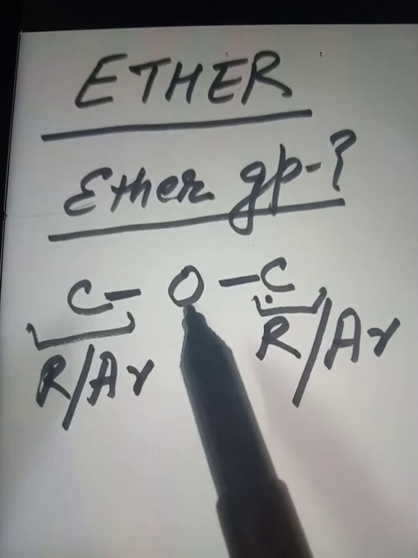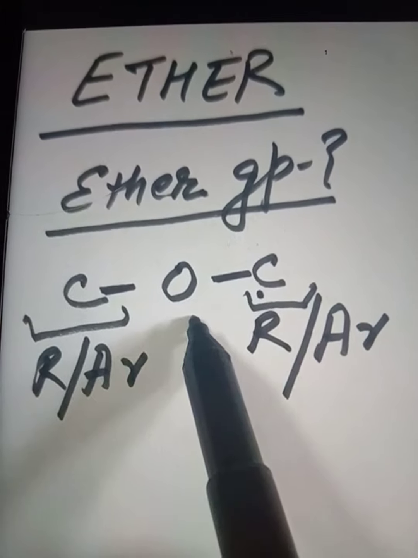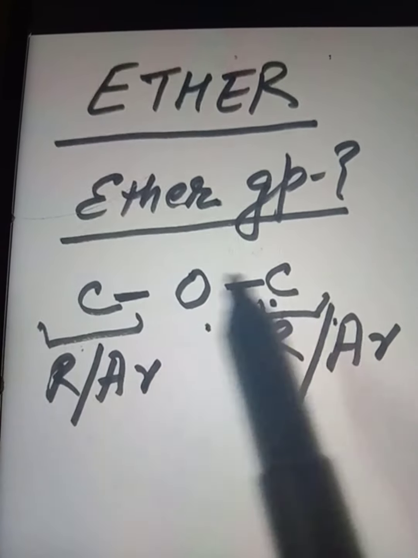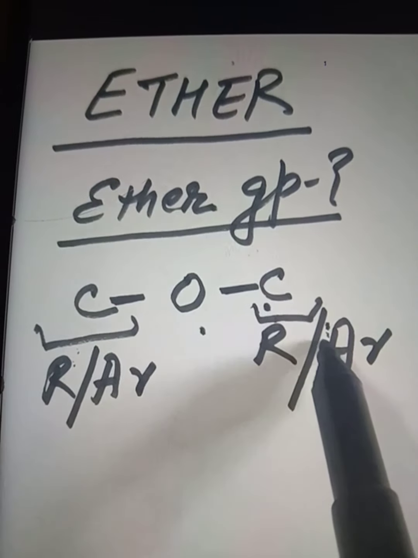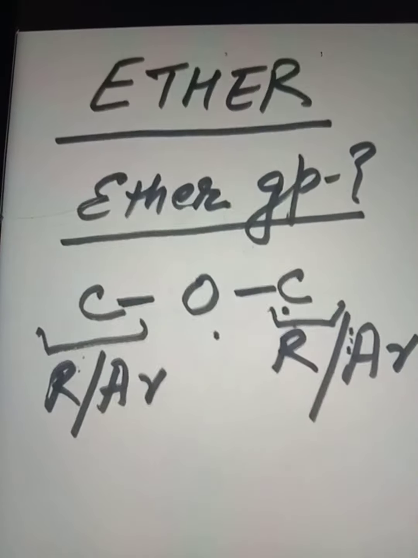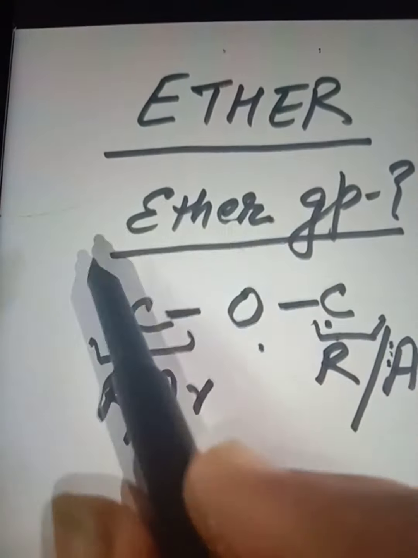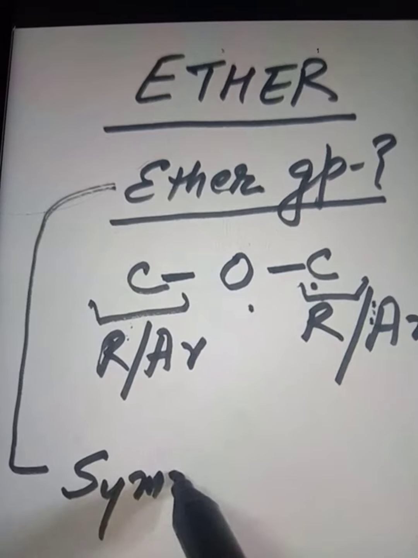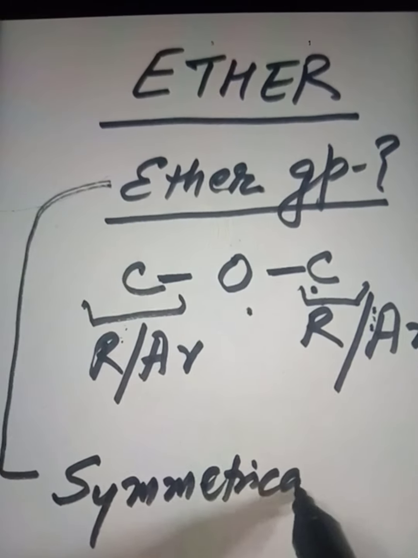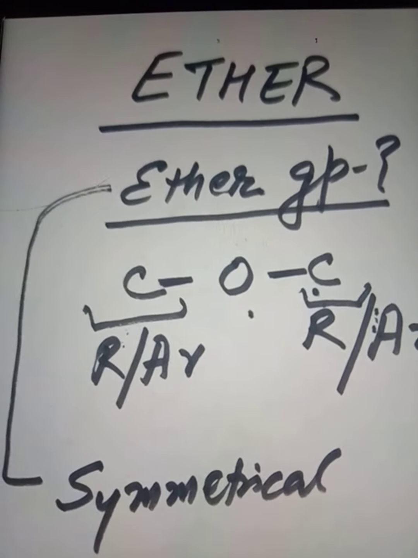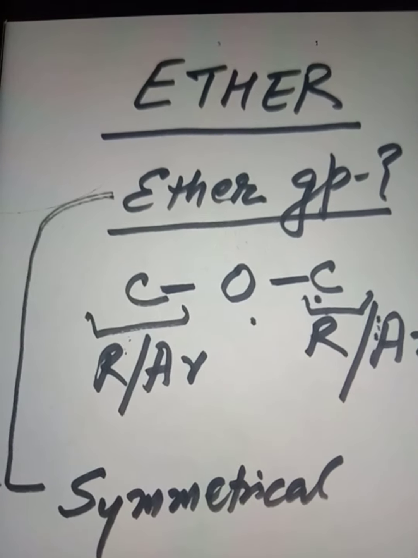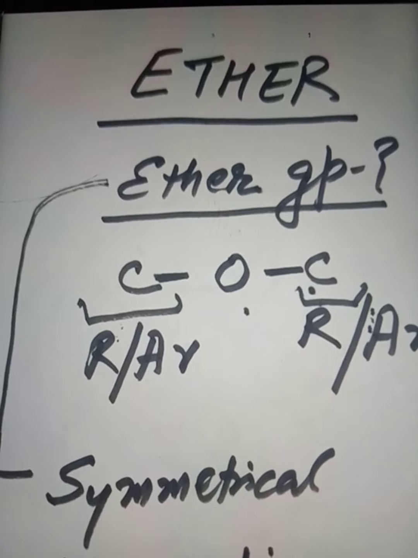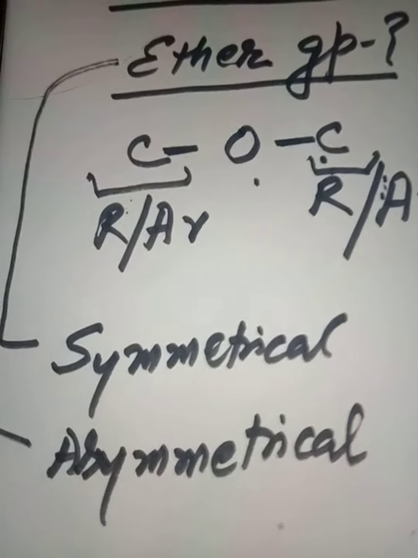I repeat, when an oxygen atom is connected to two alkyl groups or two aryl groups, then the compound is known as ether. Ethers can be classified as symmetrical ethers and asymmetrical ethers. This is the classification of ethers: symmetrical ethers and asymmetrical ethers.